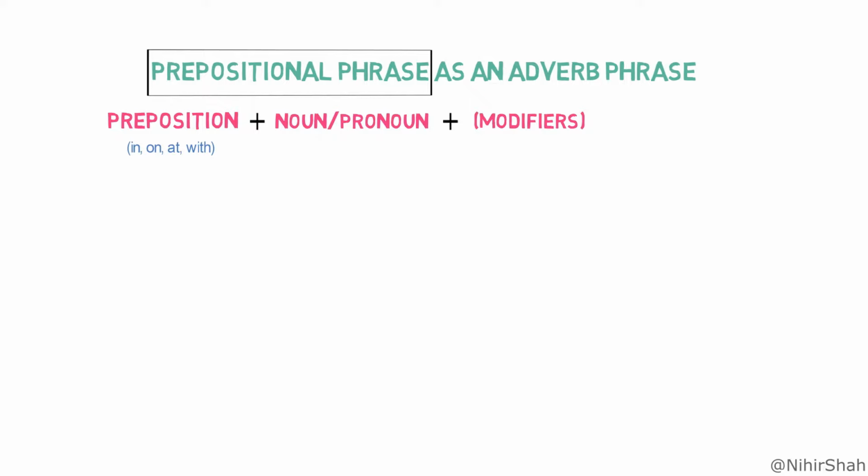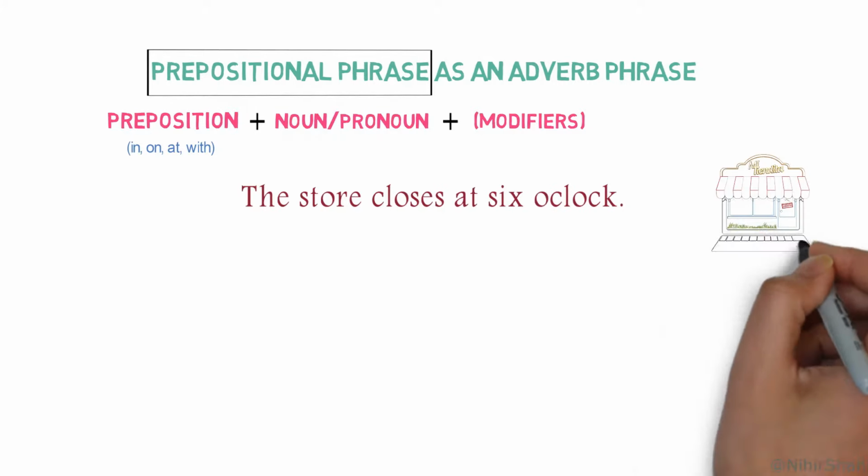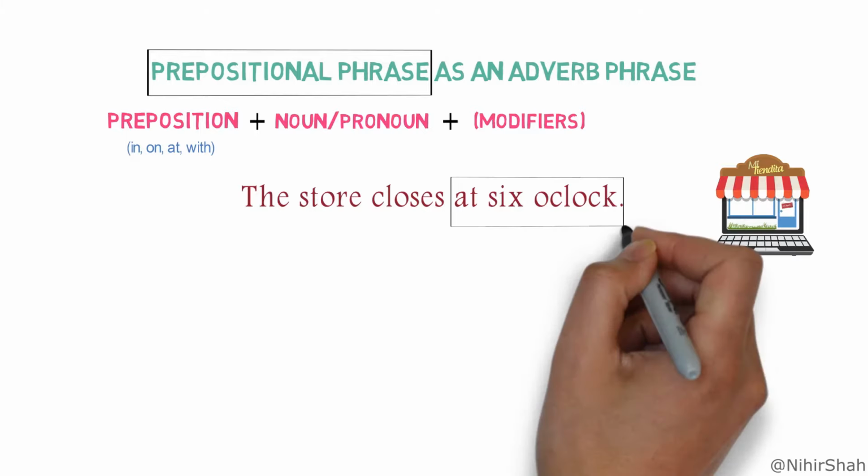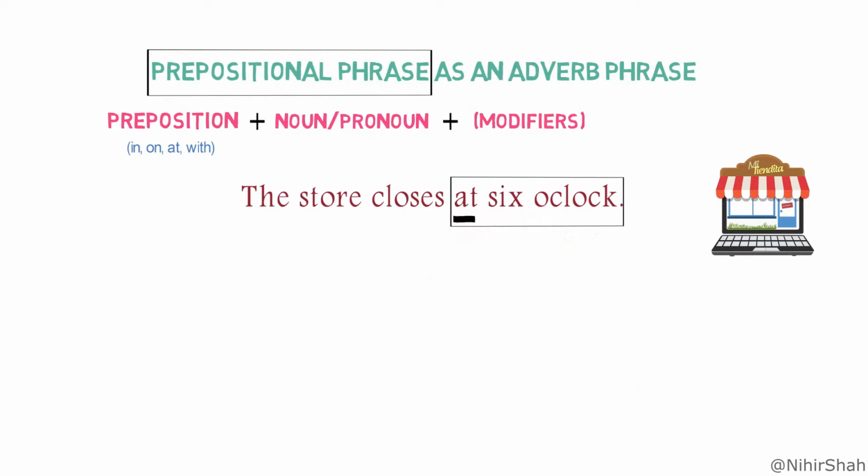For example, the store closes at 6 o'clock. Here, the prepositional phrase is at 6 o'clock, where at is the preposition and 6 o'clock is the object of the preposition. Sometimes, the same prepositional phrase could function as an adverb in the sentence. Here, at 6 o'clock is the prepositional phrase describing when the store closes. So, it's an adverb phrase. Let's look into some more examples of this kind.